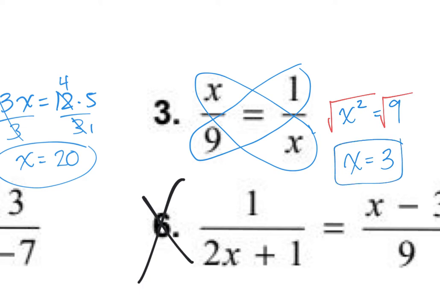Why is there so much algebra? Technically, what else is an answer here? x could be 3 or negative 3, okay? Plus or minus 3, because negative 3 times negative 3 also gives me positive 9.